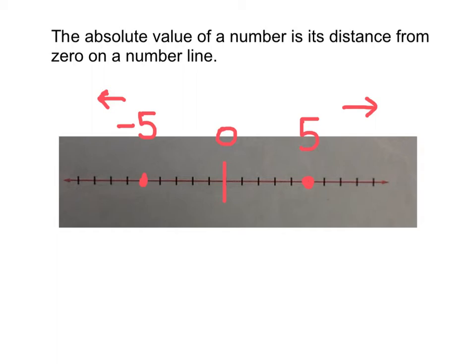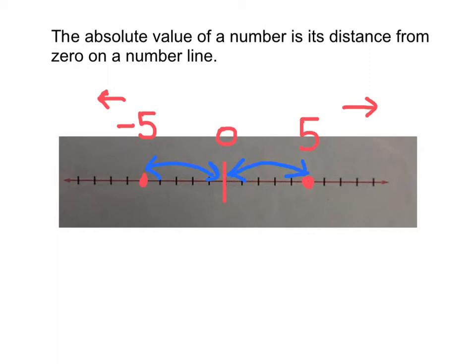Well, if you said they're equal, then you're correct, because the distance of a number from 0 is the definition of absolute value, and the number 5 is 5 units away from 0, and the number -5 is also 5 units away from 0. So in terms of their absolute value, of their distance from the number 0, they're equal.